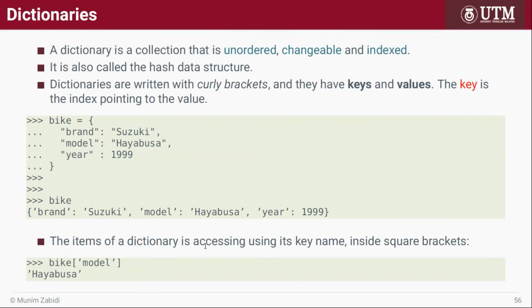So here in our example, I have a bike. The first key value pair is brand, Suzuki. So the key is the brand, Suzuki is the value. And the second key value pair is model and Hayabusa, and the third key value pair is year and 1999.